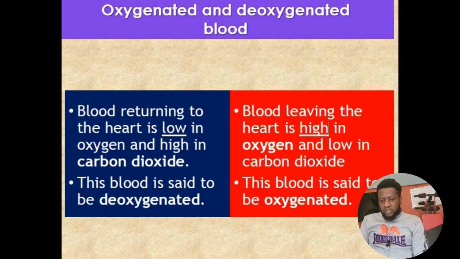Okay, so here we talked about the oxygenated and deoxygenated blood. Blood returning to the heart is always low in oxygen and high in carbon dioxide. That's why the blood is said to be deoxygenated. Now the other way around is the one high in oxygen. That's why we call it oxygenated blood.